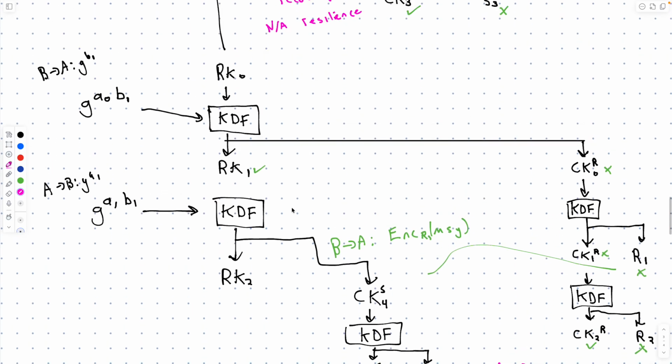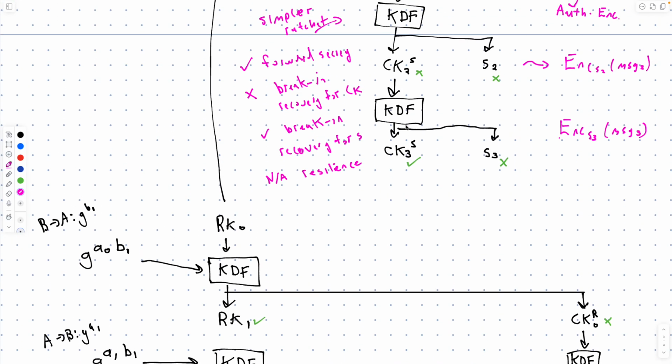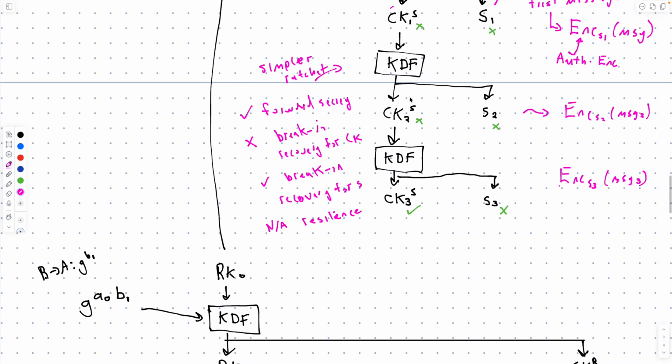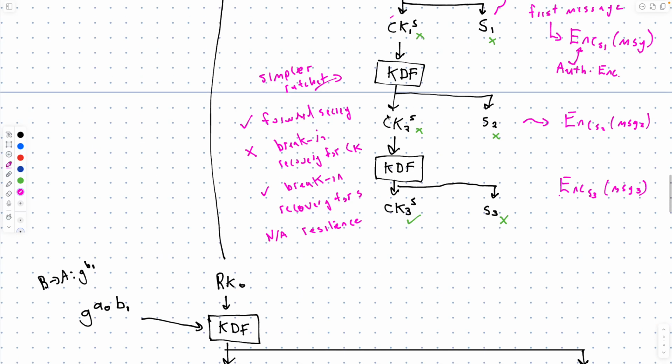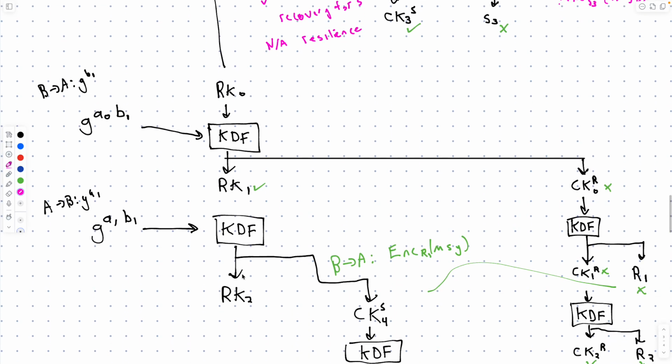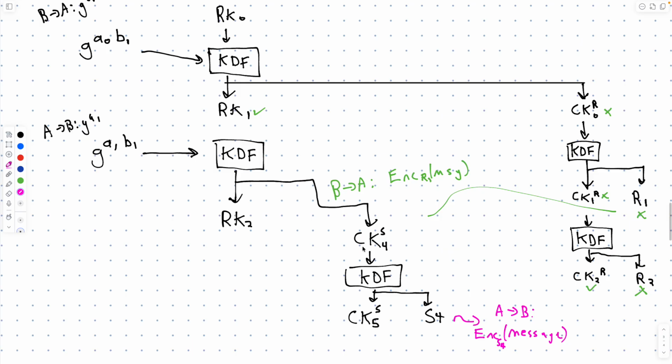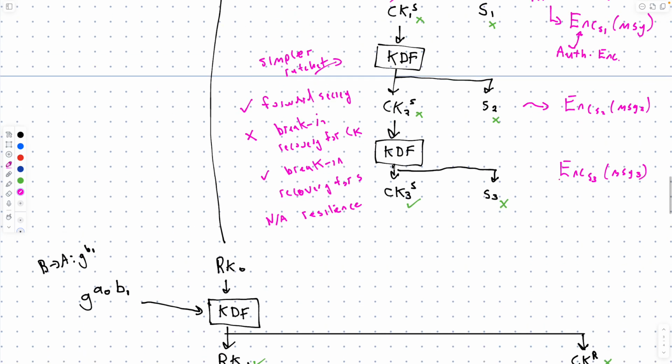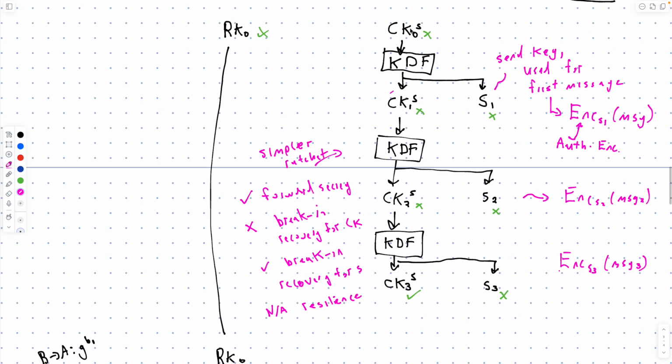Okay, now let's say that, I don't know, CK2 is compromised. So the adversary gets CK2. We have established that the adversary can get CK3. But once I go back here and refresh, and now I get CK4, the adversary doesn't know G to the A B1. They also don't know G to the A0 B1. So as long as I keep sending messages within the same time slot, they can recover all the future messages.